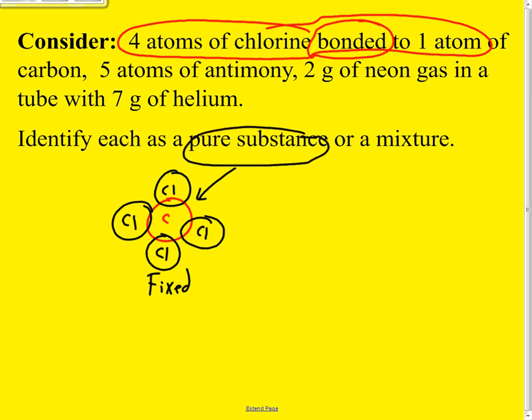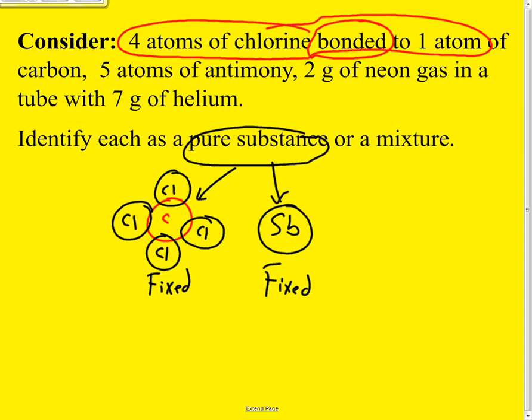So my chlorine bonded to carbon, that's a fixed substance. It's a pure substance. How about if I just have 5 atoms of antimony? Antimony is Sb, and I just have antimony. Good. Is antimony going to be a fixed composition? Yes, it is. Antimony is always antimony unless you change the number of protons. So it is a pure substance.